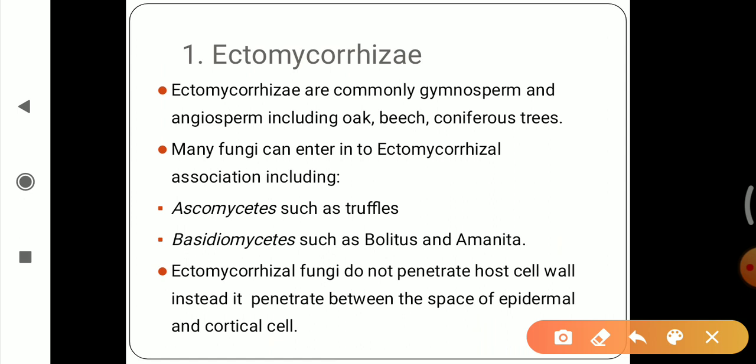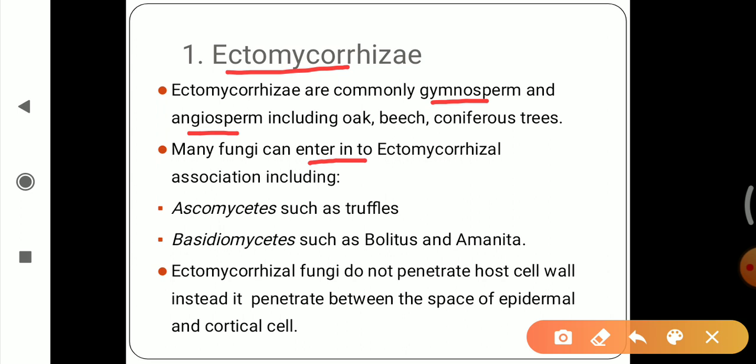First we will study Ectomycorrhiza. Ectomycorrhiza is an intercellular interaction, whereas Endomycorrhiza has intracellular interaction. Ectomycorrhiza are commonly found in gymnosperms and angiosperms, including oak, beech, and coniferous trees, which are most common in gymnosperms and angiosperms.